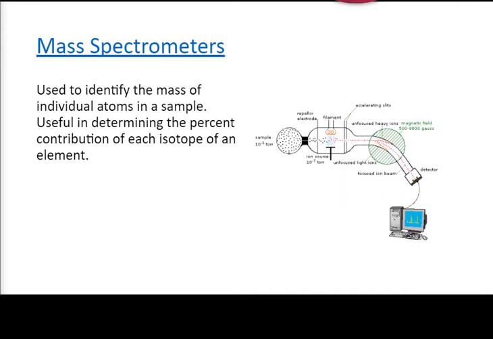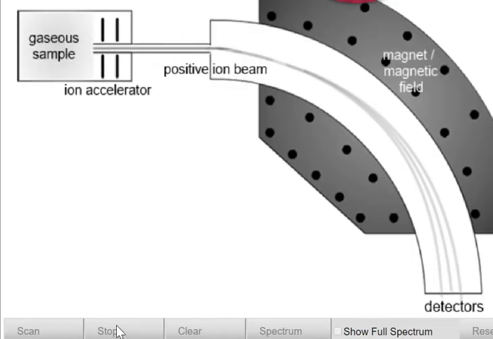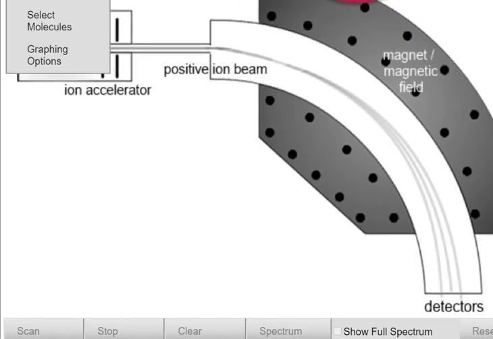So when scientists are looking at an element, they use a tool called a mass spectrometer to determine what isotopes of that element are present in a sample. What that means is scientists charge the atoms, they give them an electrical charge, and then they fire them in a beam through a magnetic field. Heavier atoms have more momentum, and so they are deflected less by the magnetic field. And then lighter atoms with less mass have less momentum and are deflected more by the magnetic field.